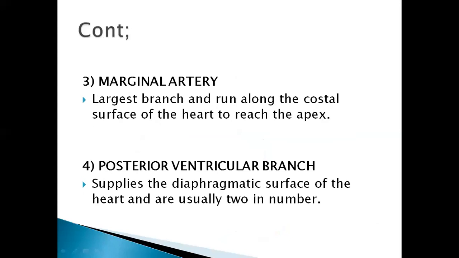The fourth branch is the posterior ventricular branch, as the name indicates. This branch supplies the posterior ventricular area, or more specifically, this branch supplies the diaphragmatic surface of the heart. Diaphragmatic surface is the surface of the heart that lies on the diaphragm.